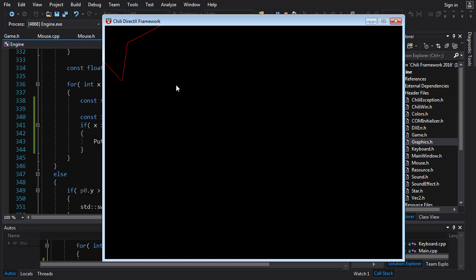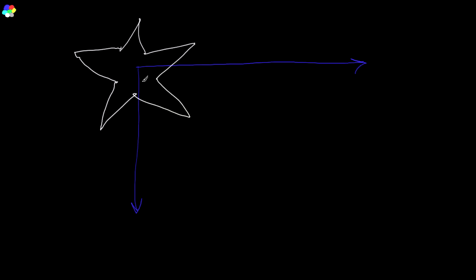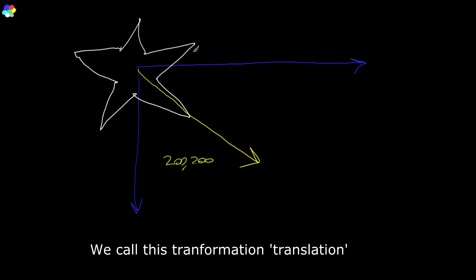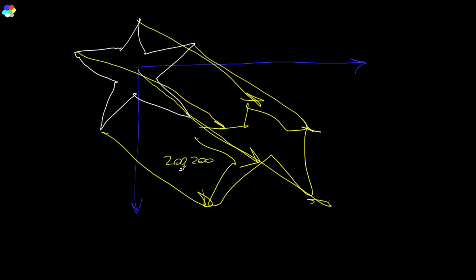Beautiful. Now we want to move this guy to the center of the screen. So how do we do that? Well, it's pretty simple. To move a model from one place to another, let's say we want to move it to the right and down by 200, 200. All we've got to do is move each of its points by 200, 200. And if we move all the points by that amount, then we will have the same model displaced by that amount. Fairly simple concept.